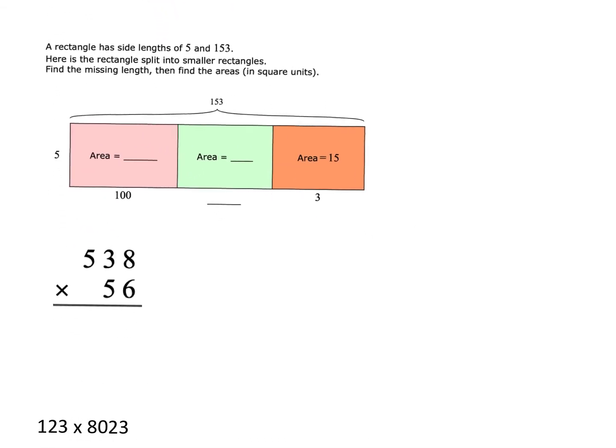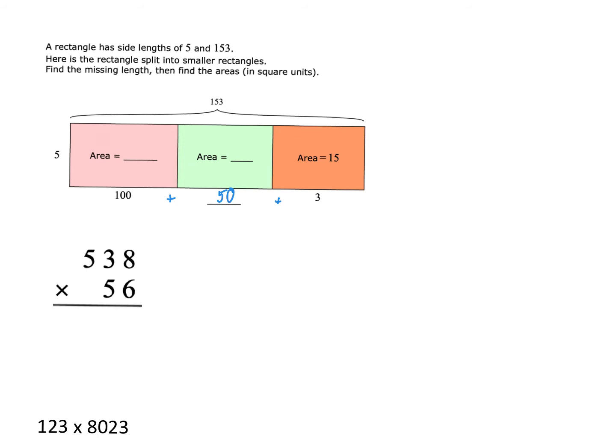Okay, here we have a rectangle with side lengths of 5 and 153. Let's split the rectangle up into smaller pieces. So instead of 153, we're going to break it up into 100 plus 50 plus 3. We're adding those 3 together. Okay, because I don't know my 153 facts.